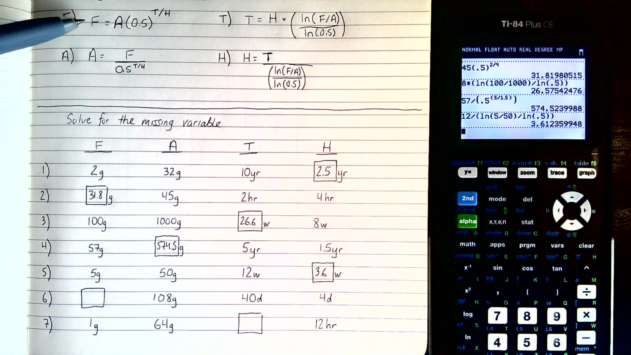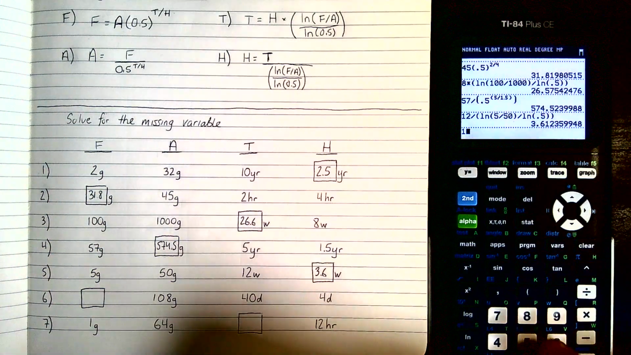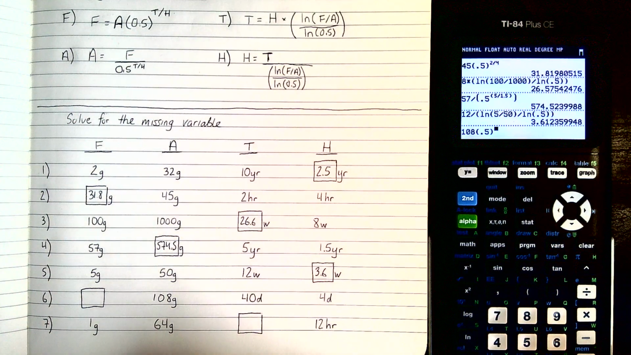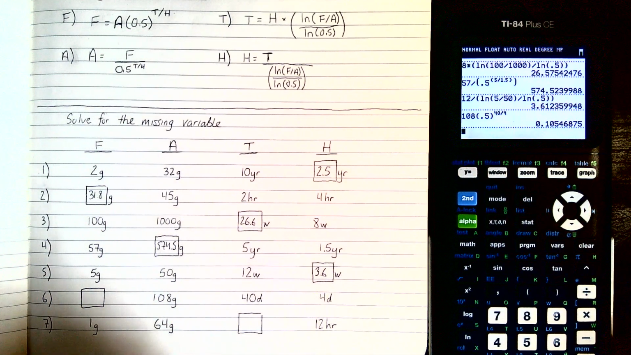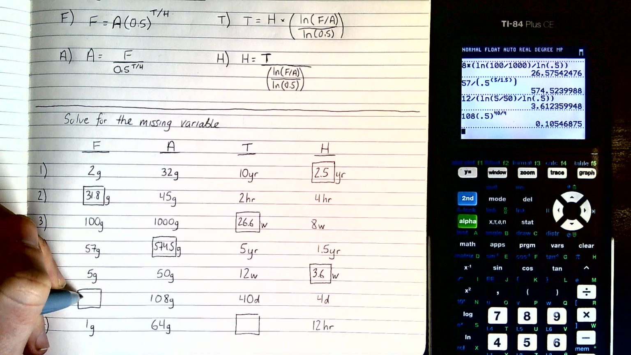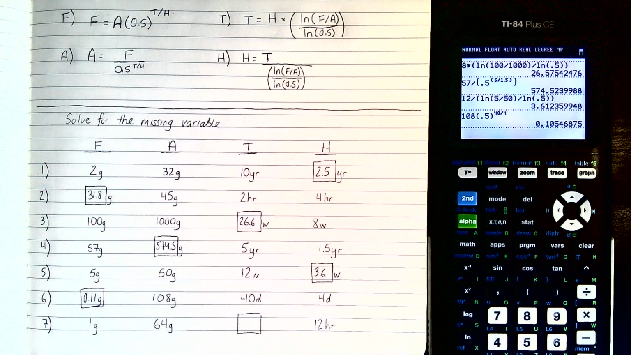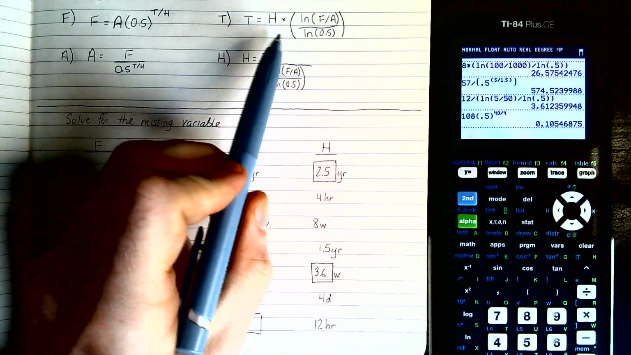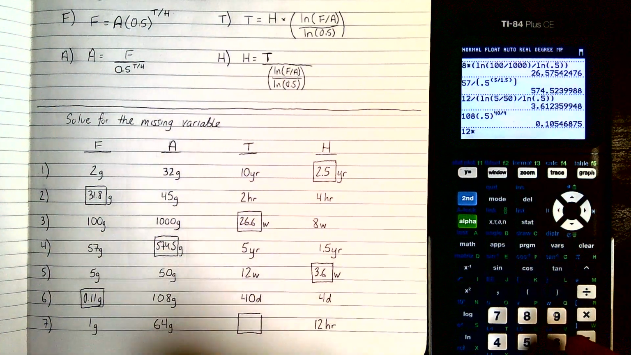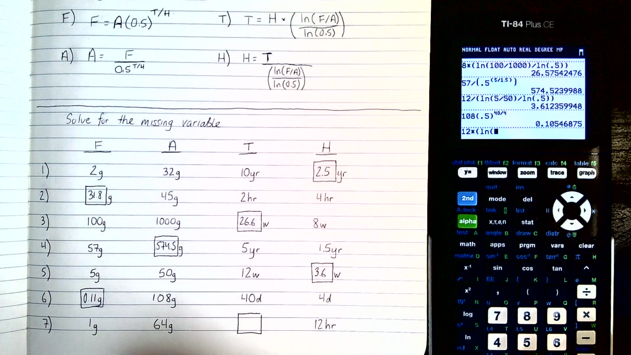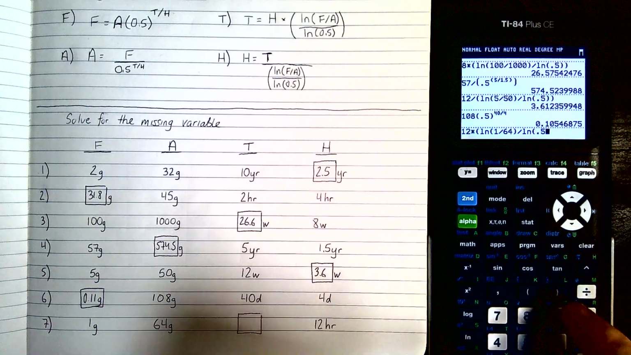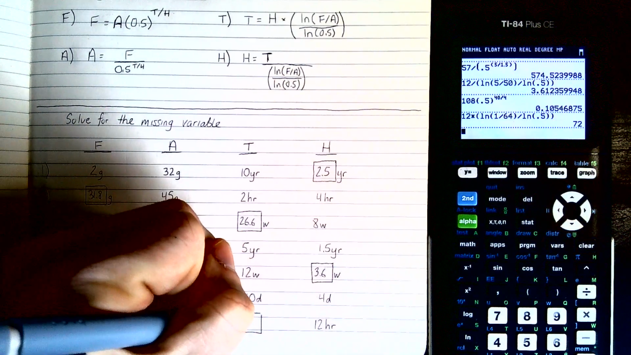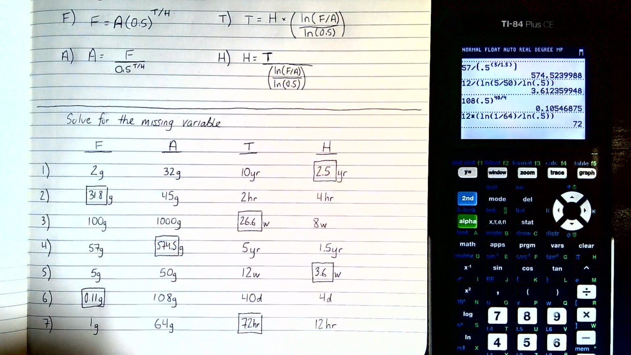Here we have an F equals, so we use our base normal equation. 108 times 0.5 to the T over H, and we get 0.11 grams. Okay, final one, T equals. We'll use our T equals equation. H times natural log of F over A, divided by the natural log of 1/2, and we get 72 hours must have passed.